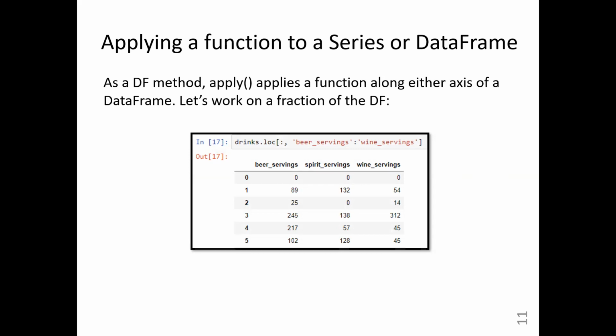Let's again use loc. So let's say drinks.loc, all the rows, but we want to have beer servings all the way to wine servings, which includes 3 columns. Technically, we create a subset of a data frame, which is a new data frame.